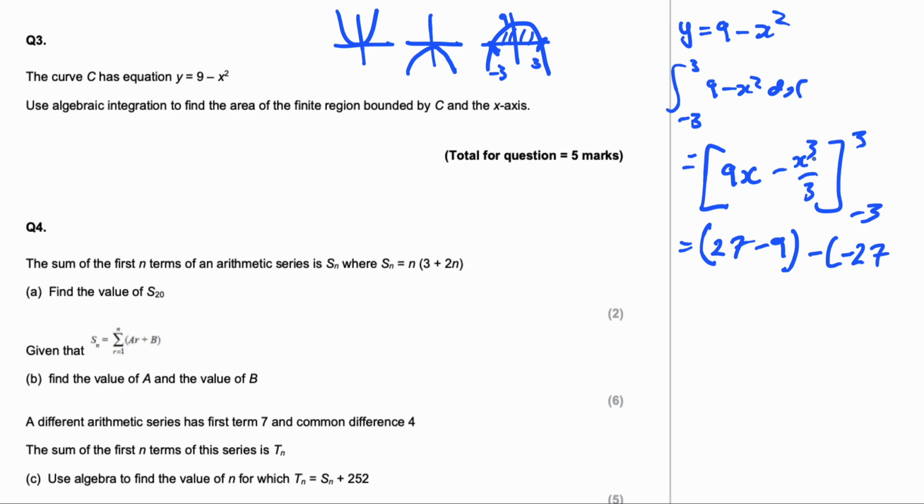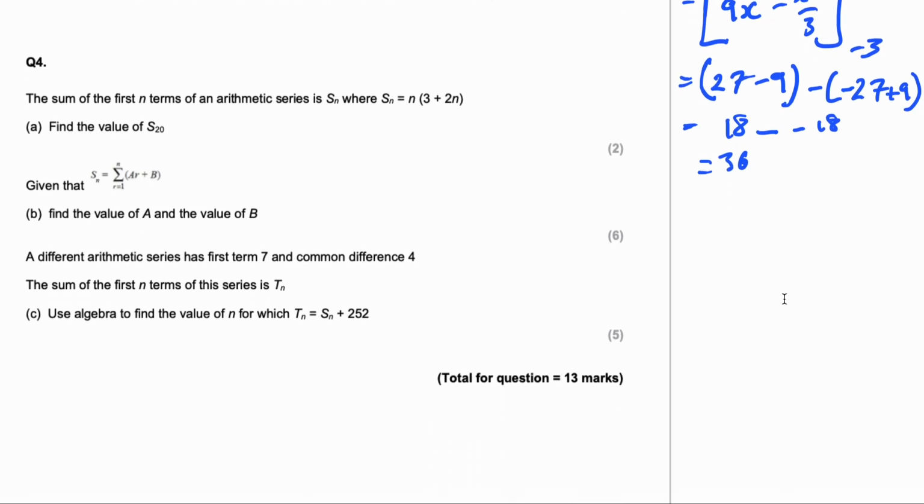Minus 3 cubed will be minus 27. Minus 27 over 3 is minus 9, but we're subtracting minus 9, so it'll be plus 9. Okay, so get your brackets first. So that'll be 18 minus 27 plus 9, which is going to be minus 18, and that gives you a total of 18 plus 18, which is 36. 5 marks in the back.